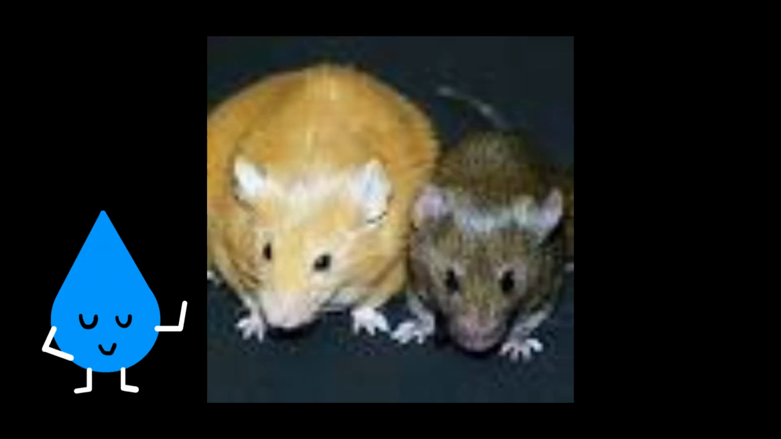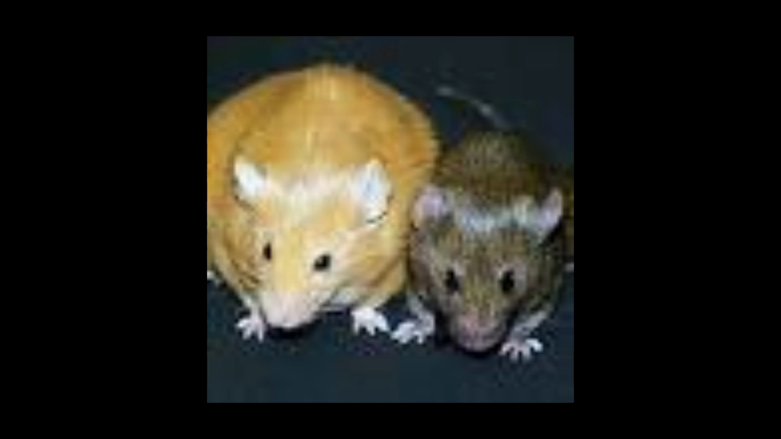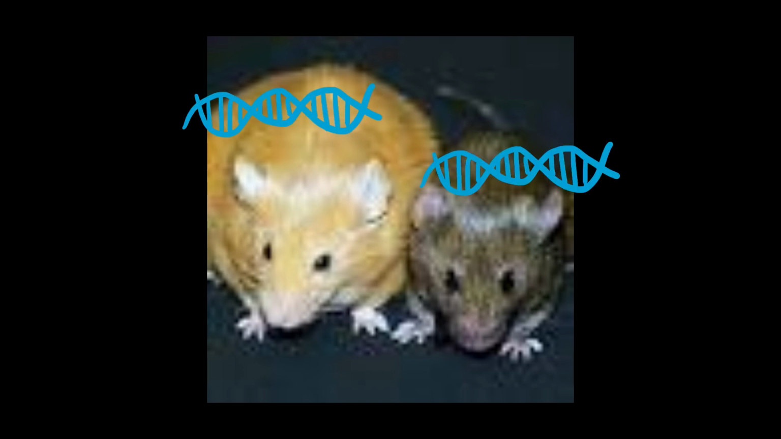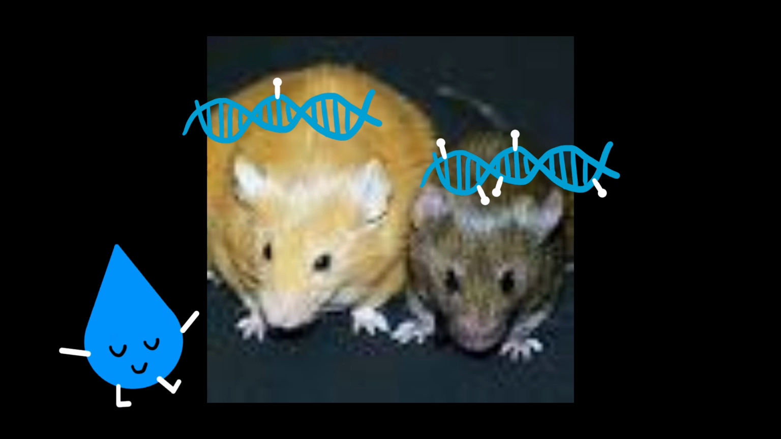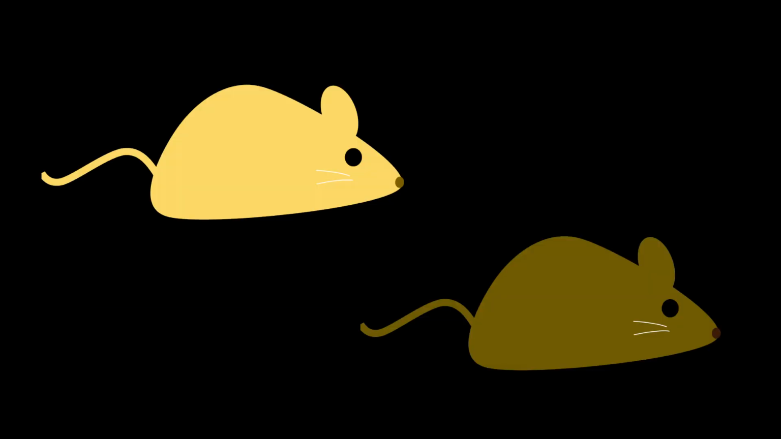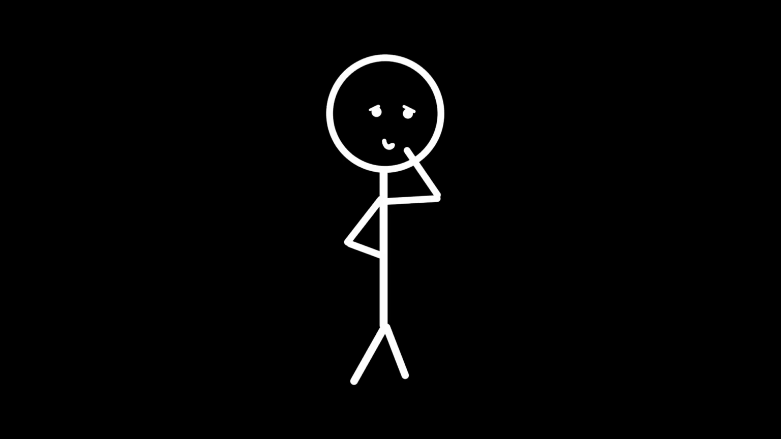Going back to the mice. These are twins that have the same genetic information, but their epigenetics are different because the researchers exposed them to different environments. This is why they express different phenotypes. Oh, okay, now it makes sense.